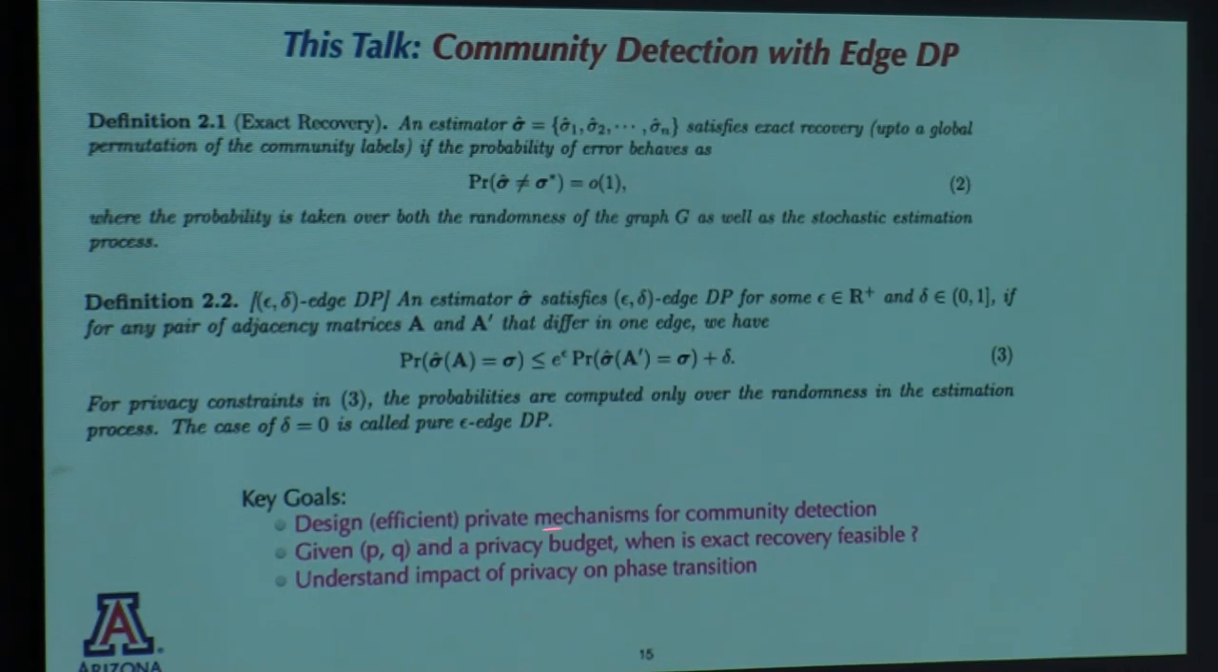We want to design efficient and private mechanisms, and given P and Q and a privacy budget, namely epsilon and delta, we want to ask when is exact recovery possible. As I increase epsilon, maybe it becomes easier. And then you want to exactly quantify the phase transition boundary, and understand the impact on the phase transition. Any questions?